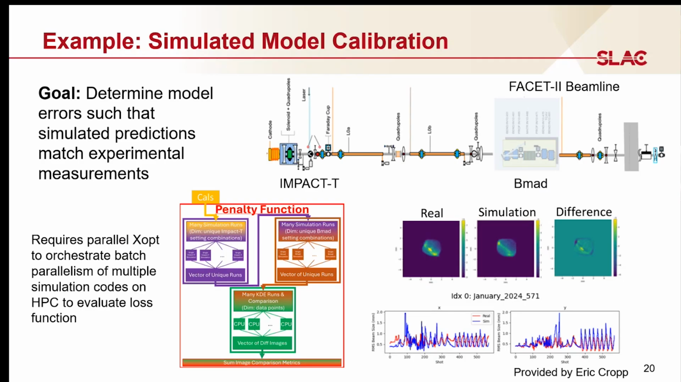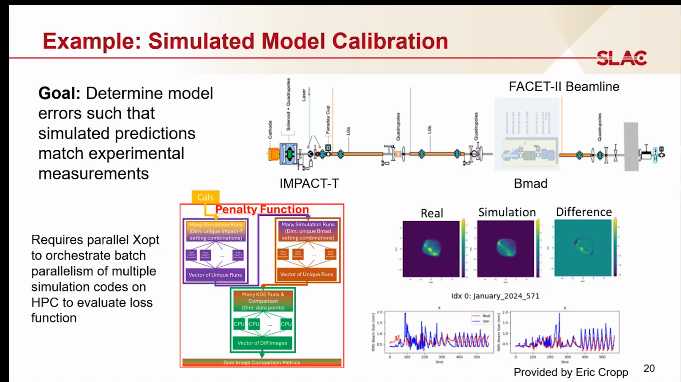We're also using Xopt to orchestrate a wide array of numerical optimization problems in simulation. An example of this is doing model calibration, where we have beam dynamics simulations. These are based on physics principle calculations of our accelerator facility. In this case, this is an accelerator called FACET-II. Essentially what we're trying to do is adjust the parameters of our simulation such that our simulated predictions match our experimental measurements.